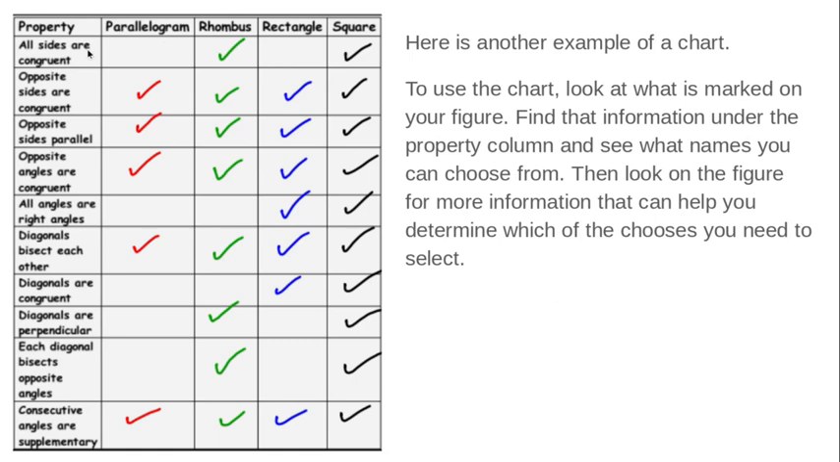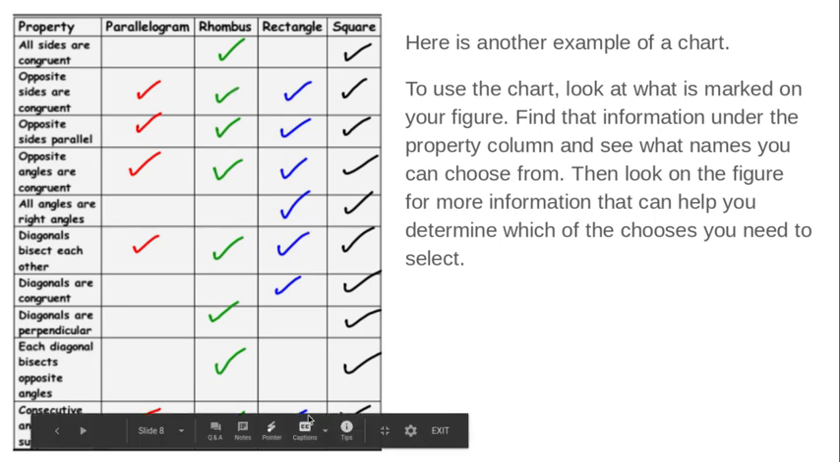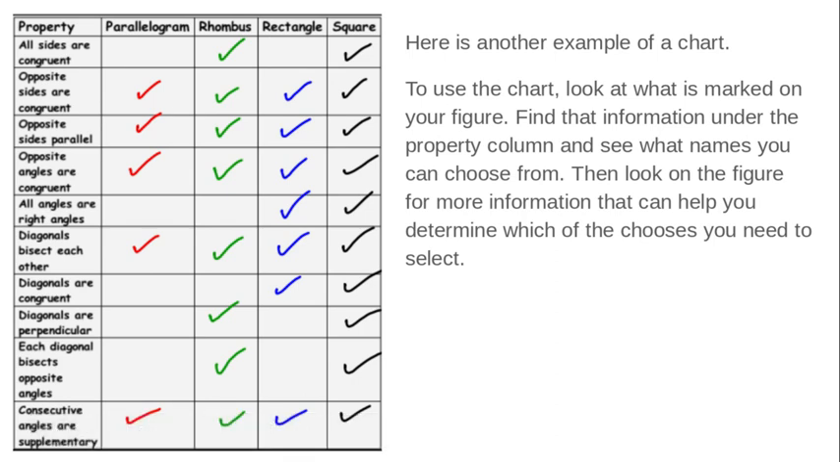So let's say we had a diagram where all sides are marked as congruent, so it's either a rhombus or a square, and we had the diagonals marked as congruent, so that's either a rectangle or a square. Well, I didn't say rhombus both times, and I didn't say rectangle both times. What I said both times was square. So that particular figure would be a square.